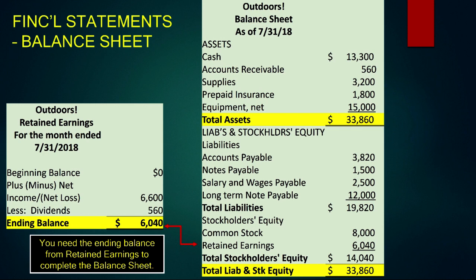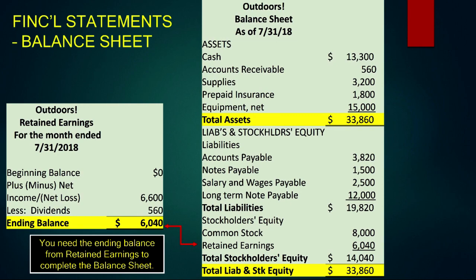You can see that the ending balance of retained earnings is recorded on the balance sheet. So we calculated the ending balance in retained earnings as $6,040. And that is why we have to prepare the income statement first, because we need to know net income to create the statement of retained earnings. And then we use the ending balance on the retained earnings statement to create the dollar amount on the balance sheet for retained earnings. The balance sheet shows assets, liabilities, and stockholders' equity.